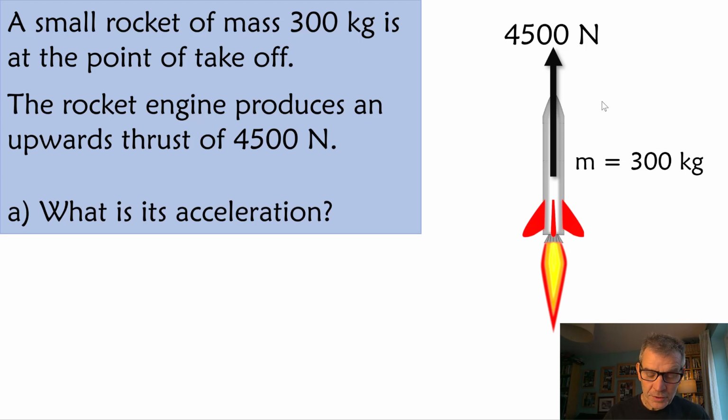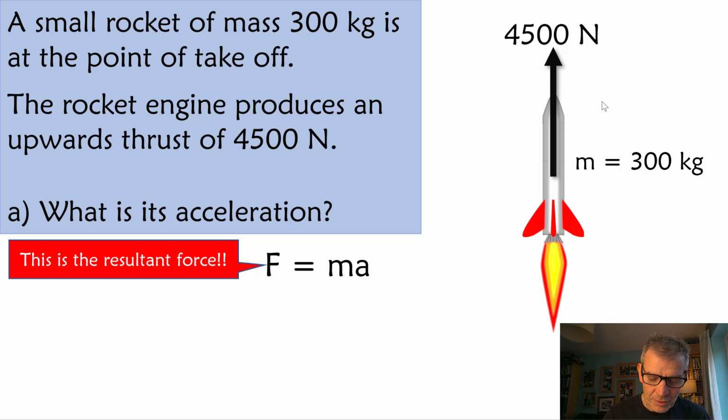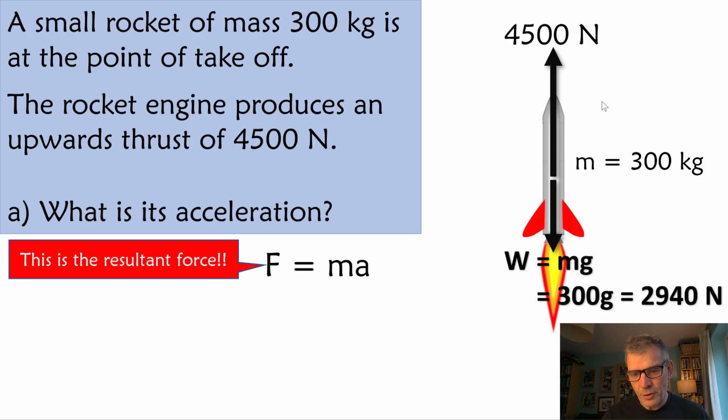So the way to approach this question is as follows. We know F is equal to ma, and the F, as I've just said, is the resultant force. There's another force acting, and the force is weight. We're told the mass of the rocket is 300 kilograms, therefore we know weight is equal to mg, which is 300 times g, which is equal to 2,940 newtons.